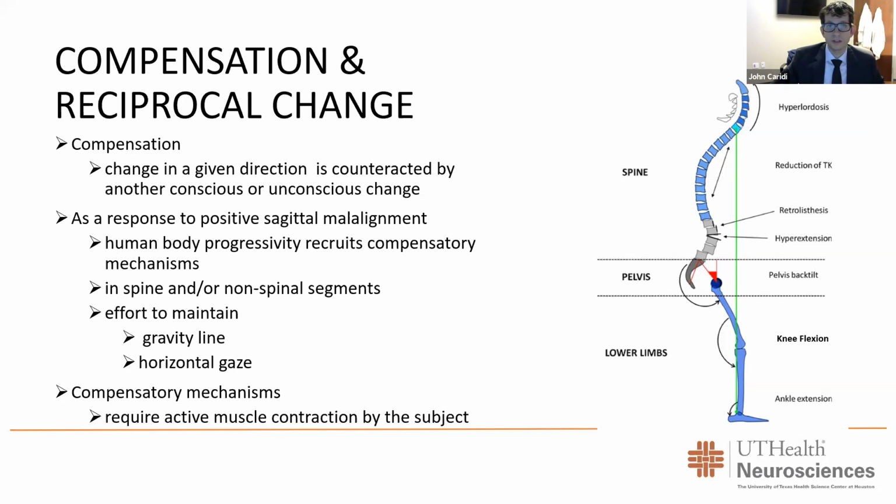And as a response to positive sagittal malalignment, the body progressively recruits its compensatory mechanisms, of the spinal elements and the non-spinal elements. So you typically see things like hyperextension and retrolisthesis, and your goal is to maintain that gravity line. So you can end up with hyperlordosis of the cervical spine because we want to keep looking forward. And all of these reciprocal changes will actually cause worsening forces on the spine that can create pain and disability for our patients.